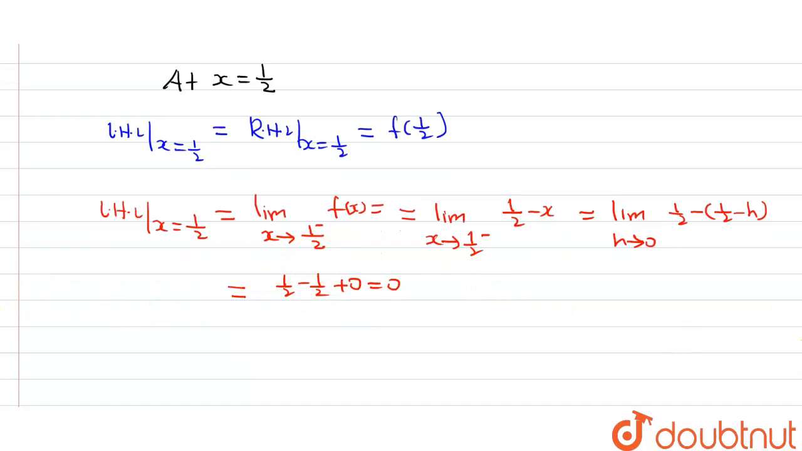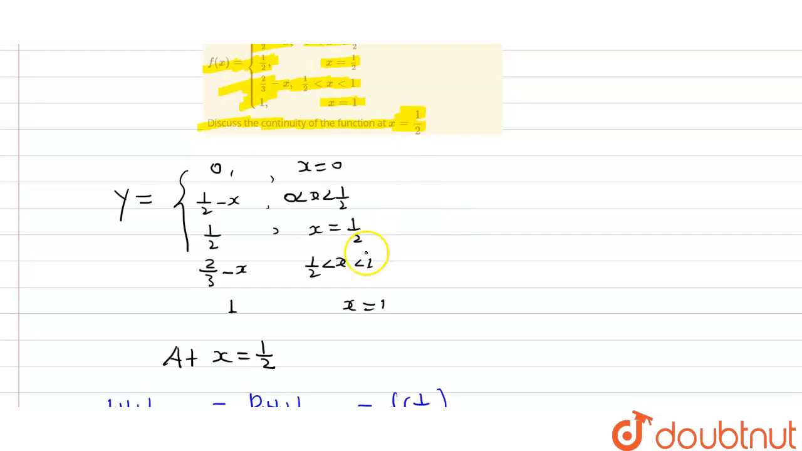Now we need to find the right hand limit. The right hand limit at x equal to 1 by 2 is the limit as h tends to 0 of f of 1 by 2 plus h. According to the question, in the interval x greater than 1 by 2, f of x equals 2 by 3 minus x. This definition of f of x gives the right hand limit.